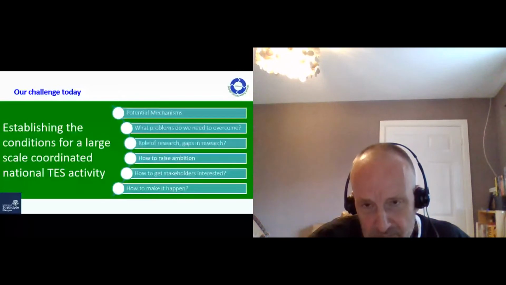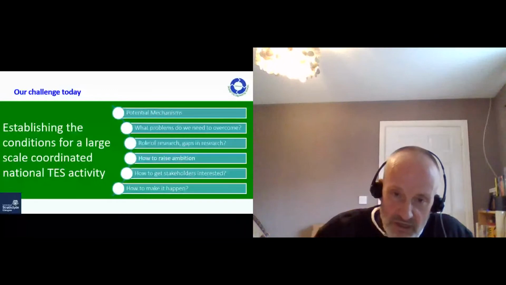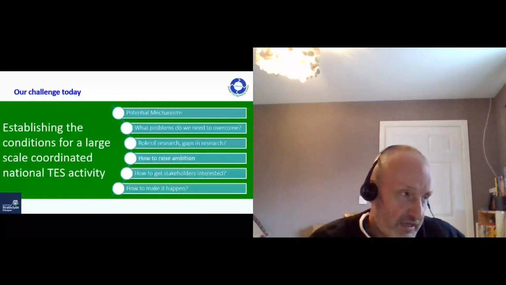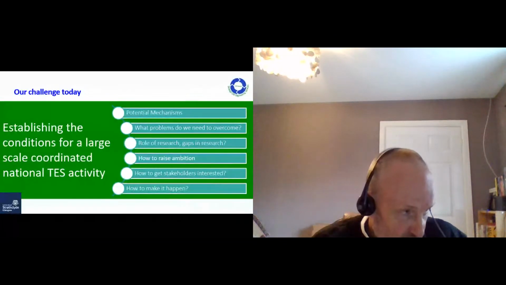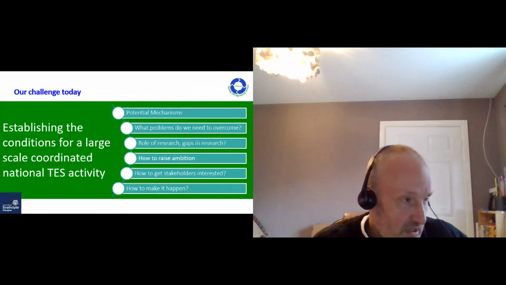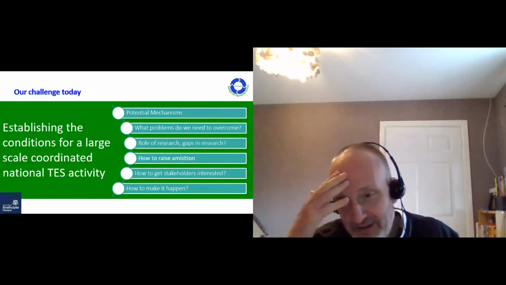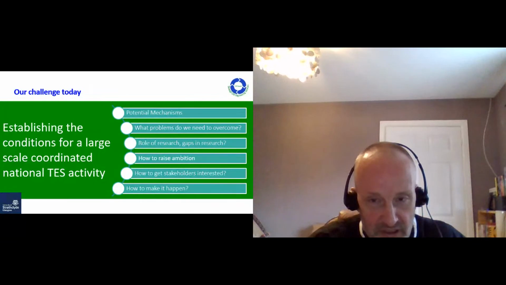So for the rest of this session, I'm going to go through a few areas that we might want to consider. I'm going to try and break up what is quite a difficult challenge into a few areas, which are the ones that we see on the screen here: the potential mechanisms that might exist, the problems that we're trying to overcome in doing this, the role of research, specific gaps in the research that we might see as a group, the question of how we raise ambition in this area, the question of how we get stakeholders more interested than they already are, and fundamentally how we make this happen. So the next phase of this is going to be hopefully about discussion.